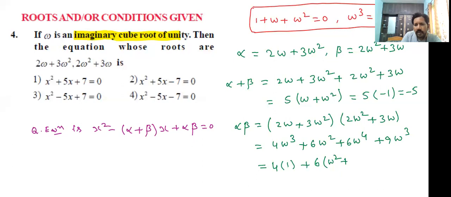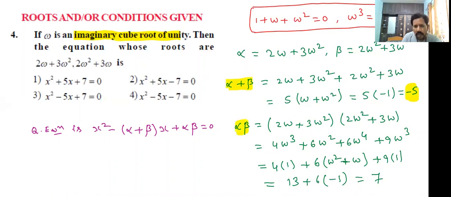What is omega power 4? Omega power 4 means we can write omega cube into omega. Omega cube value is 1. Then overall omega power 4 is omega, plus 9 into 1. 9 into 1 is 9. 4 into 1 is 4. 9 plus 4 is 13, plus 6 into (omega square plus omega), that is minus 1. Overall see that 13 minus 6, 7. Now we got alpha plus beta value as minus 5.